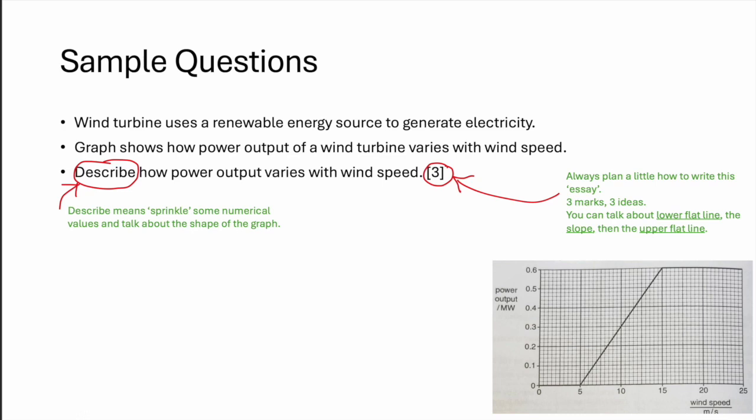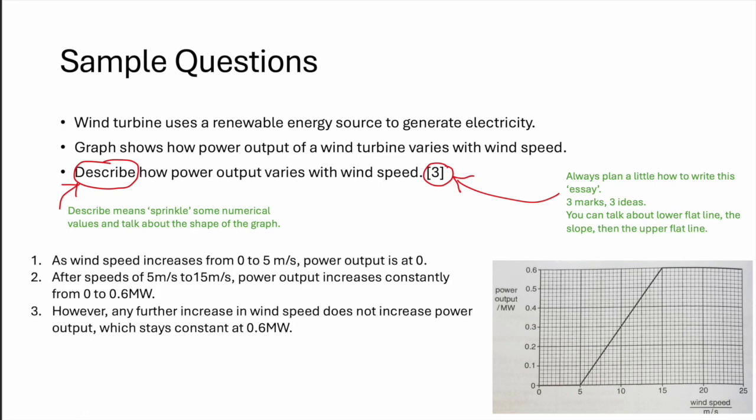So it's 3 marks given over here. You look at the graph, and you can talk about this part 1, 2 and 3. From here to here is 0, from here to here it increases constantly from what value to what value, and from here to here it maintains at this value from which time to which time. So describe and sprinkle in values, and you should not go wrong.